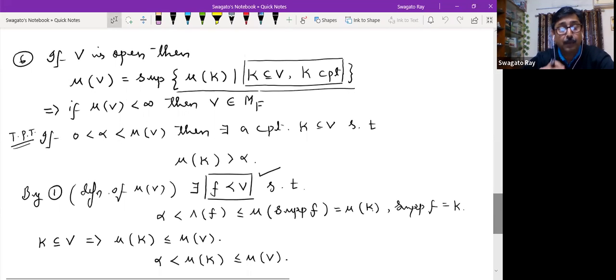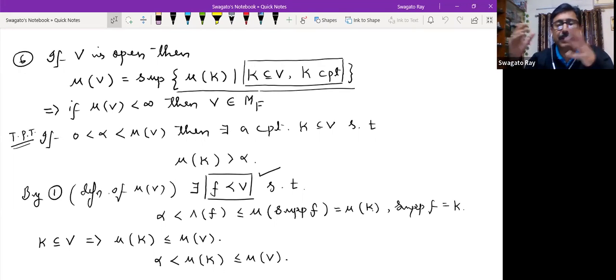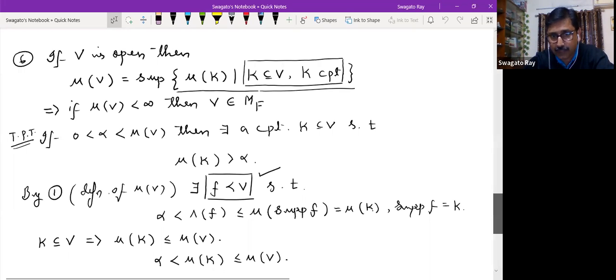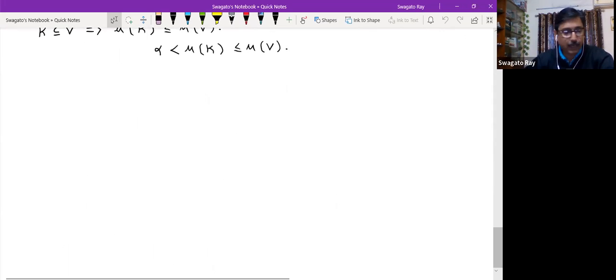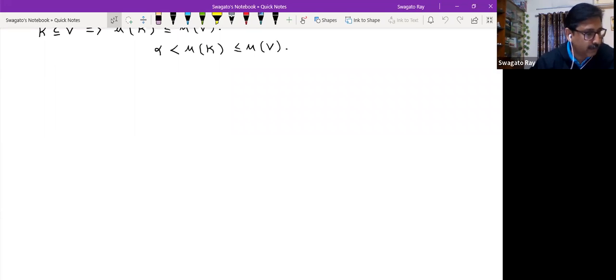And not only that, I have also shown that any open set with finite measure is in MF, and any compact set is in MF, any closed set is in M, but I don't know what is the relation between MF and M. That's not very clear. Nobody says MF is a subset of M. That much I don't know right now. Okay. I won't have much time, so let's quickly try to prove one more fact, which is going to be fundamental. So let's call it 7.